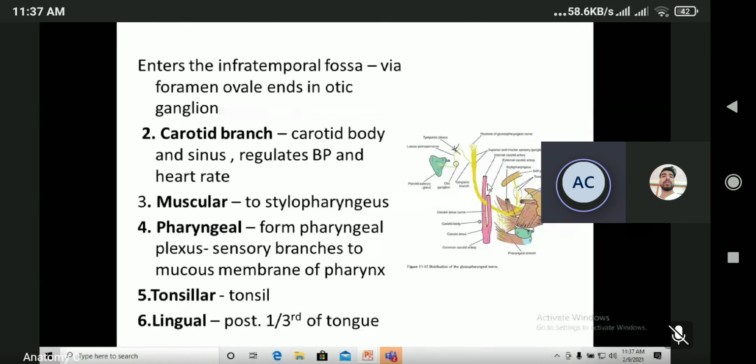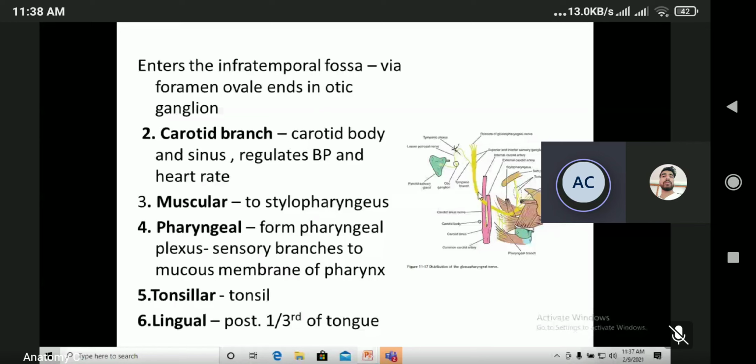Now come to the carotid body and the carotid sinus. Here you can see the internal carotid artery and the external carotid artery. You can see the location of the carotid body as well as the carotid sinus, the dilated part here. When the glossopharyngeal nerve passes between the internal and the external carotid artery, it gives branches to the carotid body as well as the sinus, which mainly control the blood pressure and the heart rate. So the carotid body and the carotid sinus are also supplied by branches from the glossopharyngeal nerve. And muscular branches supply the stylopharyngeus muscle here.